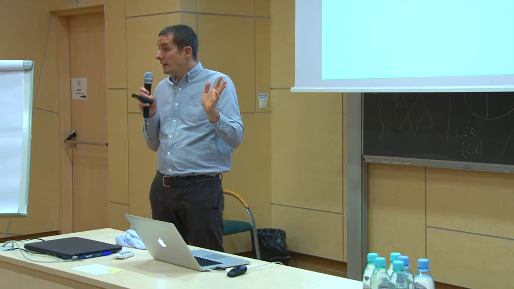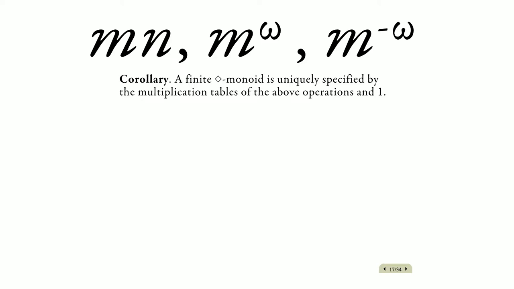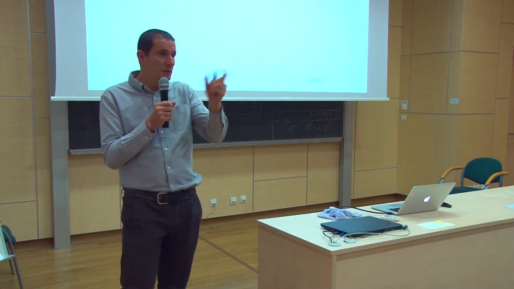But let's prove this theorem. Maybe before we prove it, let's state the following corollary. It says that a finite monoid of this type is uniquely specified by the multiplication tables of these three operations: one binary and two of them unary. Technically speaking, there's also the constant for the empty element.